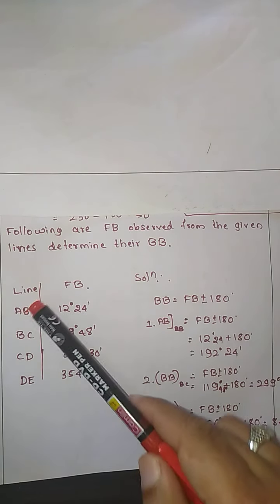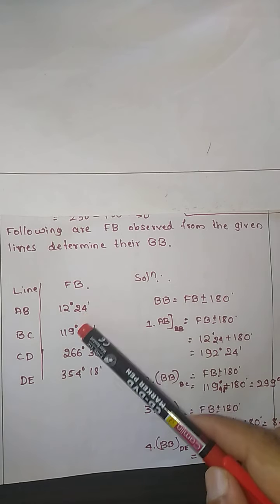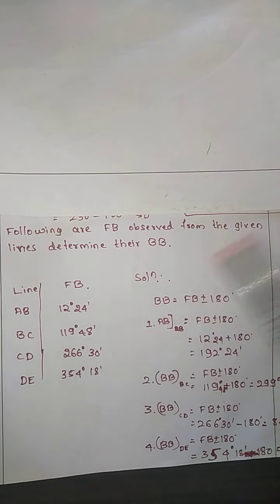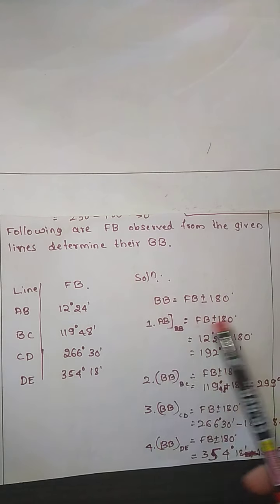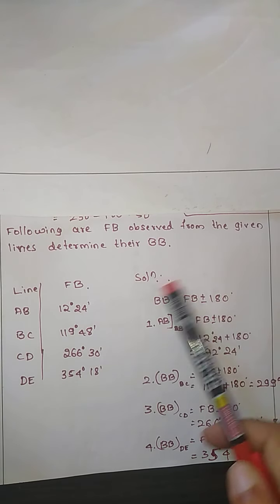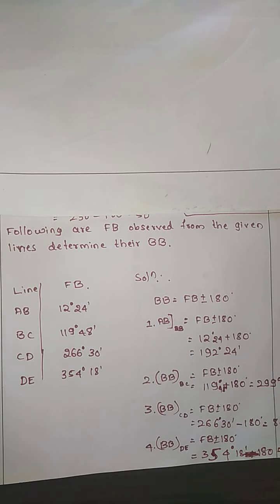Here the line AB has a fore bearing of 12 degrees 24 minutes, BC has 119 degrees 48 minutes, CD has 266 degrees 30 minutes, and DE has 354 degrees 18 minutes. Now we will be using the formula: back bearing is equal to fore bearing plus or minus 180 degrees.